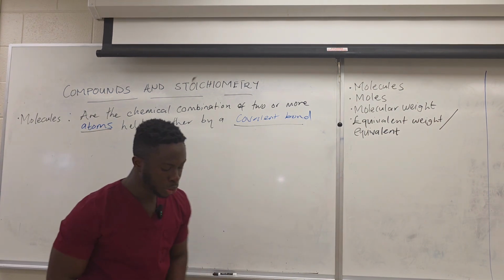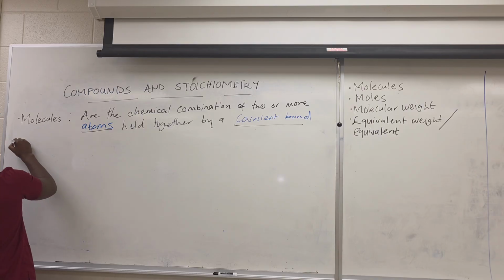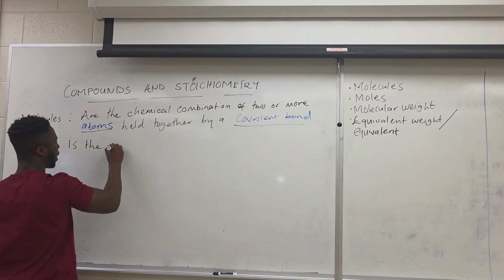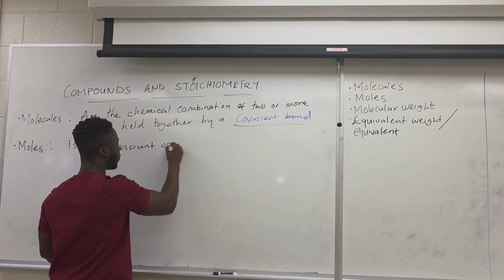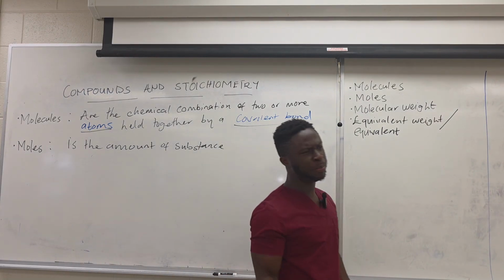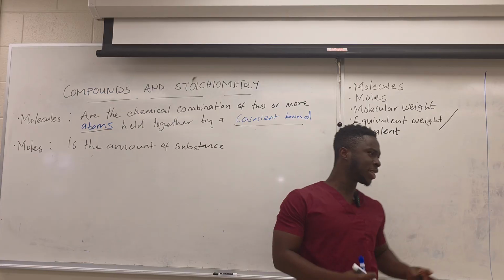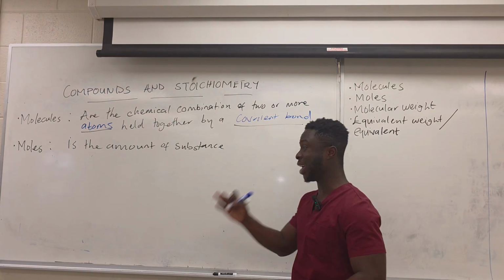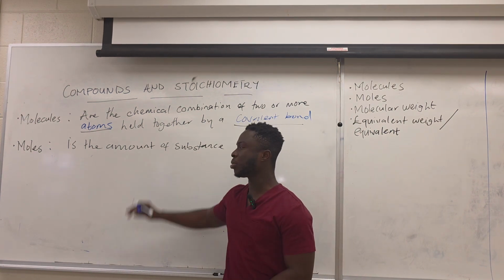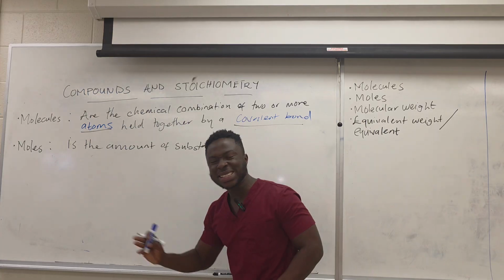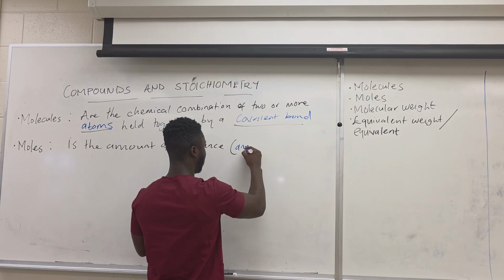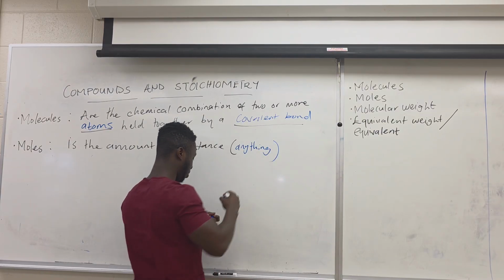So when we talk about moles, a mole is the amount of substance. And this substance could be anything. It could be people, it could be cars, it could be horses, it could be shoes, it could be atoms, it could be molecules, it could be ions, it could be isotopes, it could be anything. It's the amount of the substance. A mole is the amount of substance, and this substance can be anything.